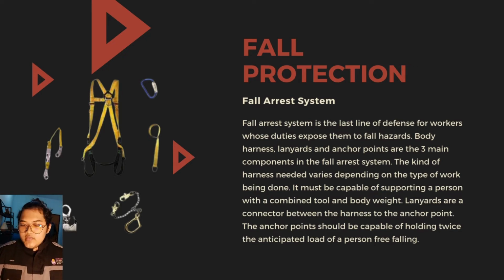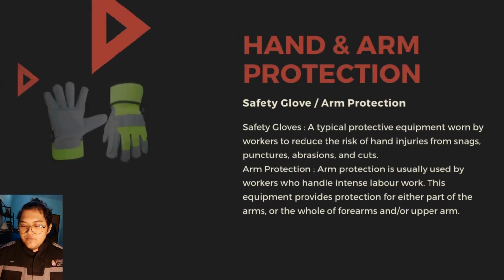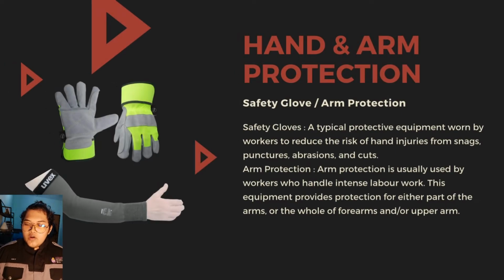Now we will discuss on hand and arm protection, where safety gloves or arm protection is used. Safety gloves are a typical protective equipment worn by workers to reduce the risk of hand injuries from snags, punctures, abrasions, and cuts. On the other hand, arm protection is used by workers who handle intense labor work. This equipment provides protection for either part of the arms or the whole of forearms or upper arm.